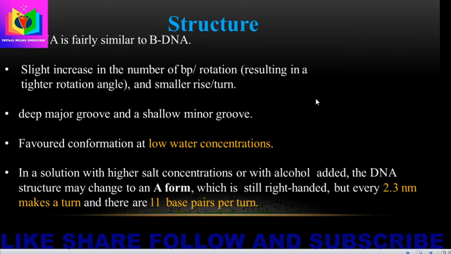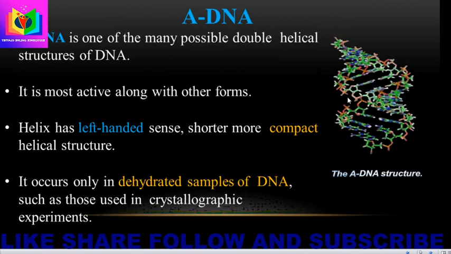The structure of aDNA is fairly similar to bDNA, with a slight increase in the number of base pairs. In aDNA, the increase in base pair number and rotation is more when compared to bDNA, and it forms a very compact, short length. A deep major groove and a shallow minor groove are seen.